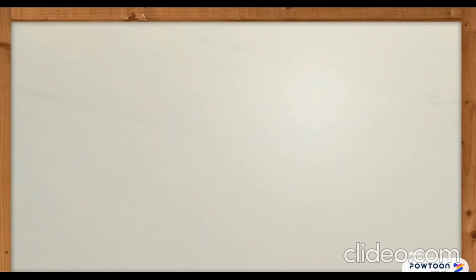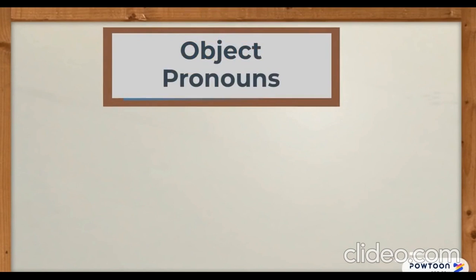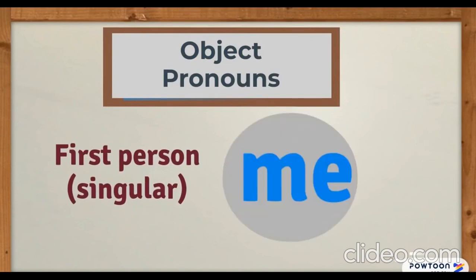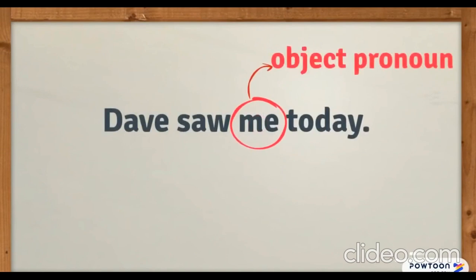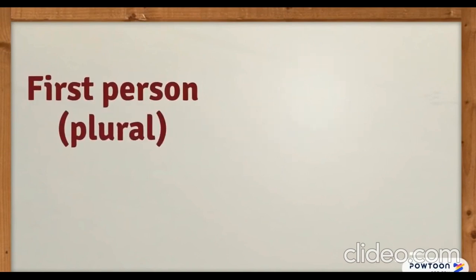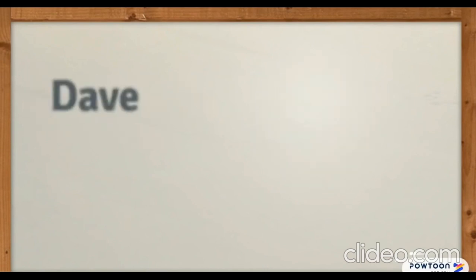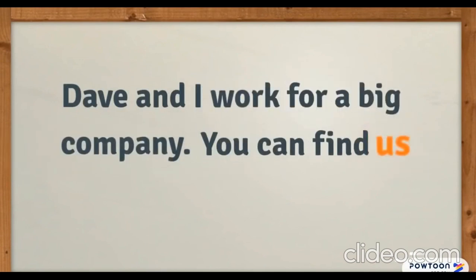طبعا pronouns حكينا they change بيتغيروا حسب الشخص اللي أنا بحكي عنه. ما بستعمل كل pronouns بنفس المكان، سواء كنت بحكي عن possessions عن ملكيات، سواء بحكي عن مكانهم هم subject ولا مكانهم هو object، فإذا بيتغير. Dave saw me. Us. نحن. Dave and I.